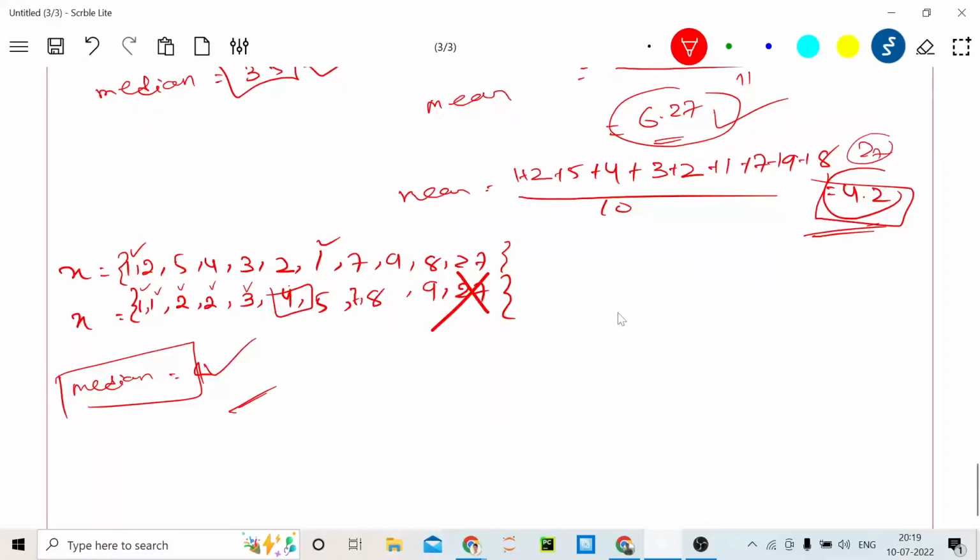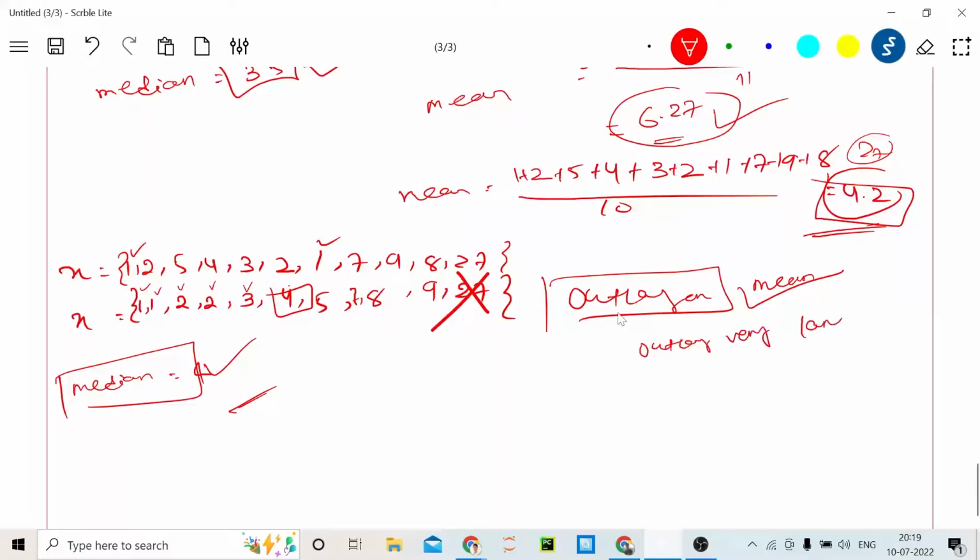I hope you now understand the difference between mean and median when an outlier is present in your data. In that case, you are not supposed to calculate the mean, because the outlier has a very large impact on your average, your mean. In that case, you have to calculate the median.